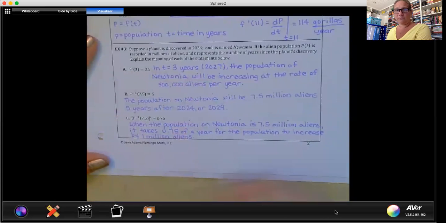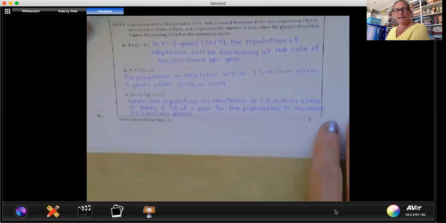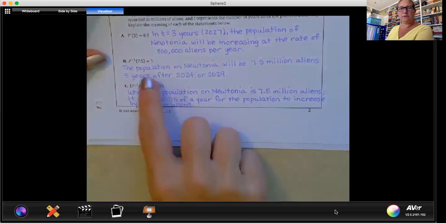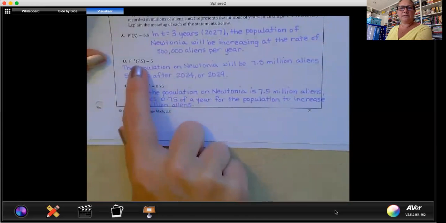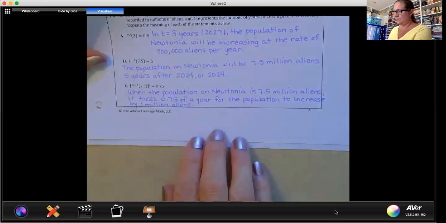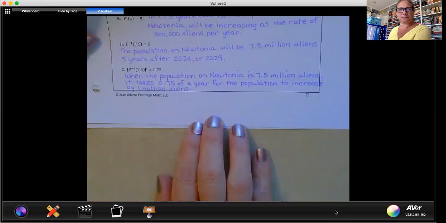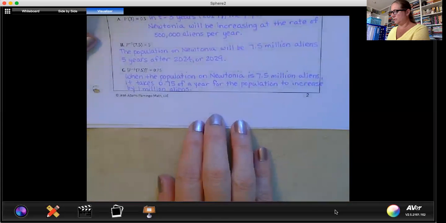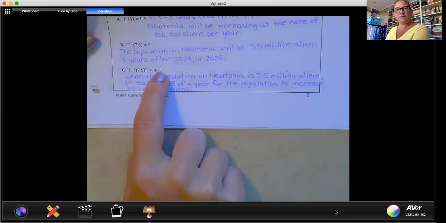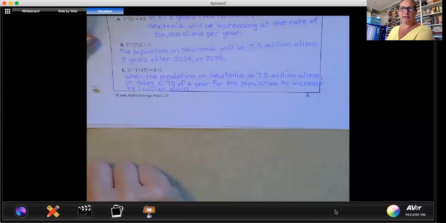0.5 times a million, 500,000. Now in part B, we're looking for an inverse. So we switch things around. The population on Newtonia will be 7.5 million aliens 5 years after 2024, or 2029. And then the inverse derivative: when the population on Newtonia is 7.5 million aliens, it takes 3/4 of a year for the population to increase by 1 million aliens.